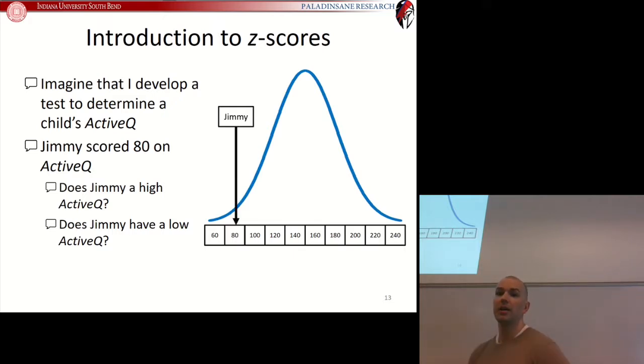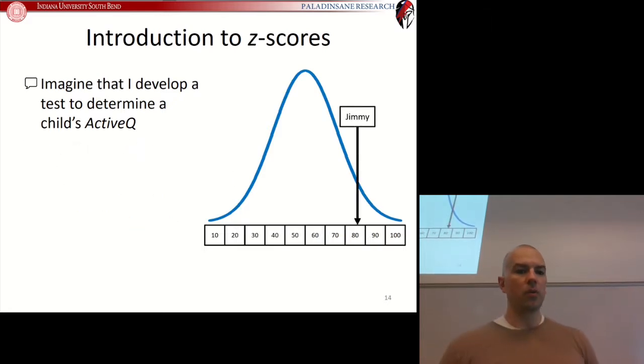That would mean that Jimmy was actually scoring extremely low on this active Q, indicating that he has very low levels of activity, indicating that we might need to do a little family therapy if his mom thinks that he has extremely high levels of activity. But importantly, it's a completely different story. That same score of 80 means completely different things depending upon what the distribution of the population looks like.